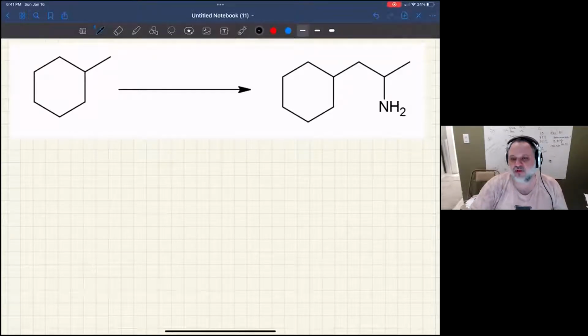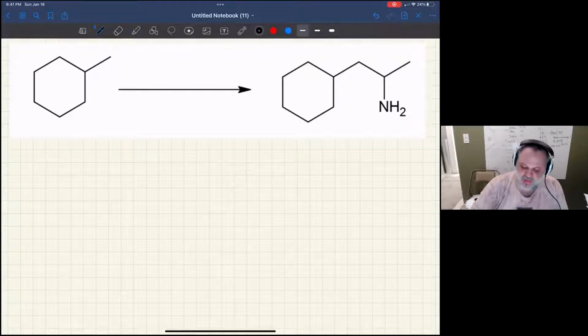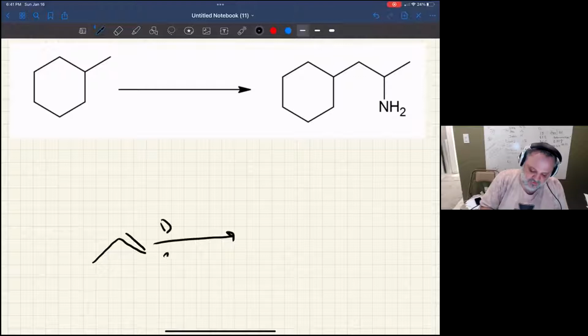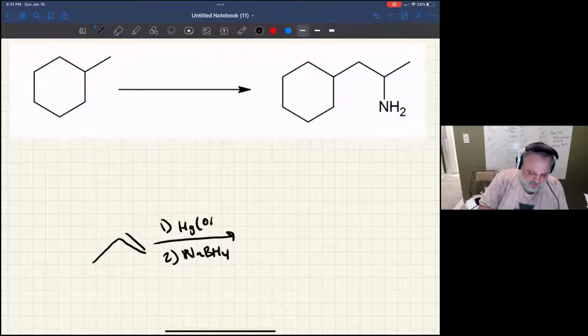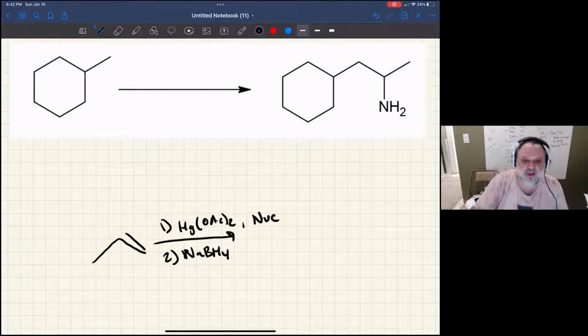All right, here's a good one because we're going to create an amine group. And at this point in organic chemistry, we don't know a lot of different ways to do that. But we do know that we can use good old oxymercuration, demercuration in order to accomplish that. Usually we see oxymercuration, demercuration create an alcohol, but really there's a nucleophile here.